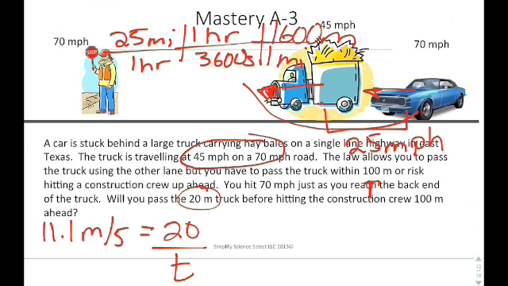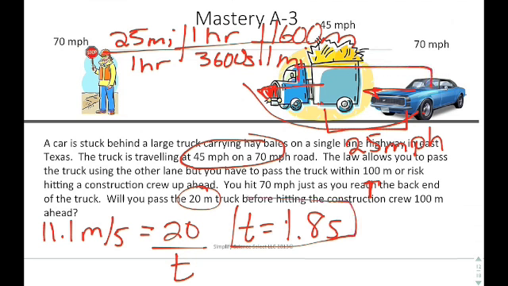Once again, this car is traveling at a constant velocity whenever it hits this point. So you'd solve for the time, and the time in this particular case would be 20 divided by our velocity, which when we put in the calculator, ends up being about 1.8 seconds. Okay, so it takes 1.8 seconds for this car to get around the truck. So now we need to see if that's reasonable as far as this construction crew up ahead.